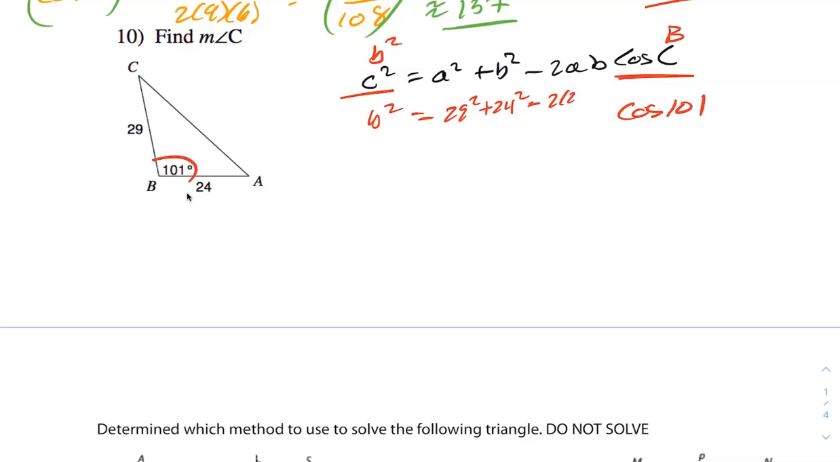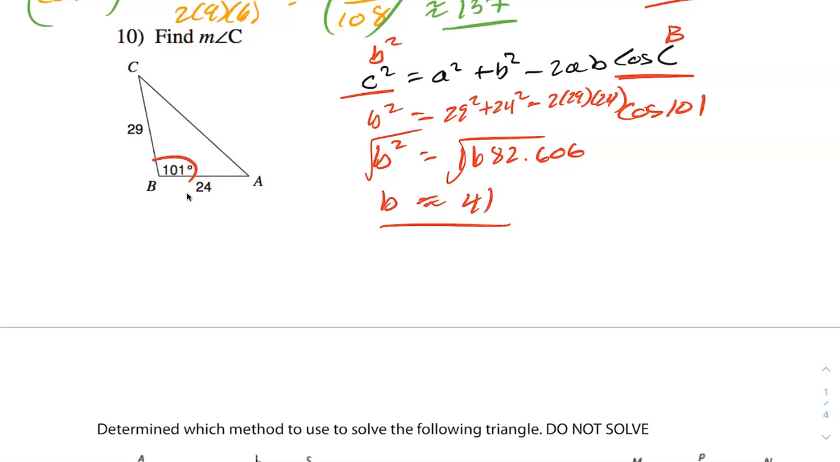Minus 229 times 24. We're going to type that all into the calculator. Again, I'll spare you me actually doing that. And we get 1682.606, square root equals roughly 41. So there's about 41. That wasn't the question though. The question wasn't find side B, but that's the only thing I could find with law of cosines, this side that was missing. So how do I find the measure of angle C?